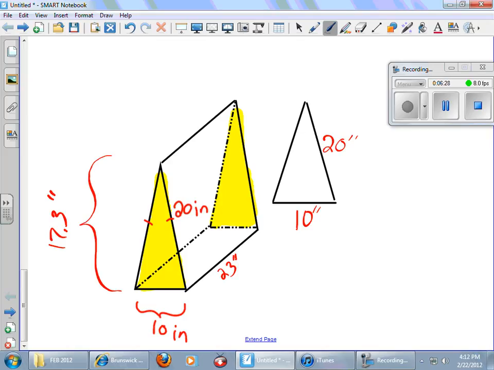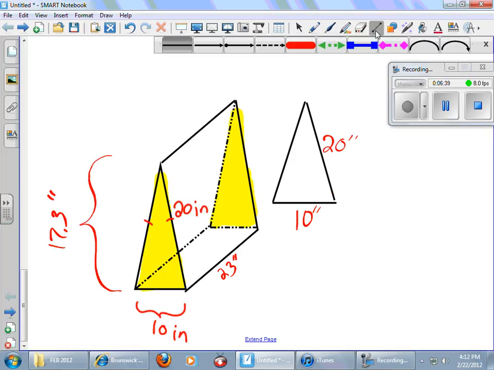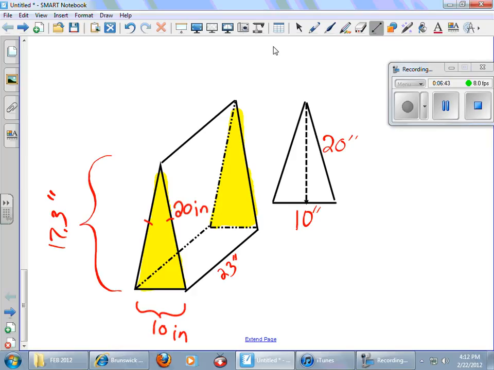I do know it if I look back at the prism, but the height is not 20 inches because this angle right here is not 90 degrees. Remember, base and height always form a right angle. The height of this triangle would be from the highest point to the lowest point at a right angle. And according to the information over here, that is going to be 17.3 inches.